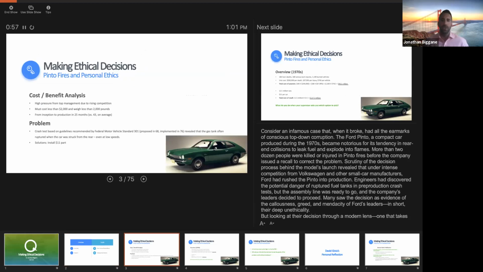So Ford engineers were essentially given a time frame of, you need to have this car done in 25 months compared to the average of 43. It needs to be less than $2,000 and less than 2,000 pounds. Now, these relatively arbitrary numbers played a pretty big role in how this case played out. As you saw, a fair number of people were injured and died from the Ford Pinto.